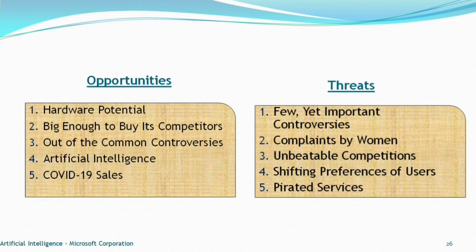Threats include controversies, including complaints by women at the workplace, toxic behavior by seniors, unbeatable competitors such as Apple, Unix operating system, etc. Also, the shifting preference of users from Microsoft to Apple due to its increased security and pirated services. Most importantly is pirated services, as almost 90% of software in India is based on pirated services. Those before 2010 are the only original software purchased by the users. Most of the products available in the market are included or pirated services.